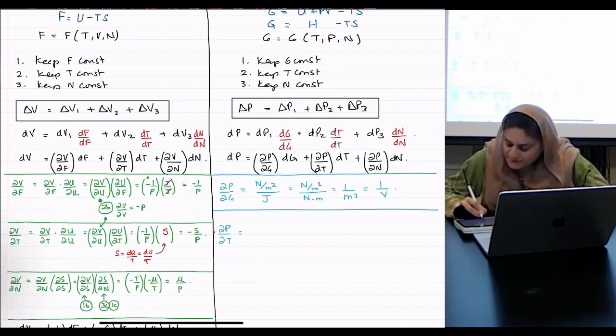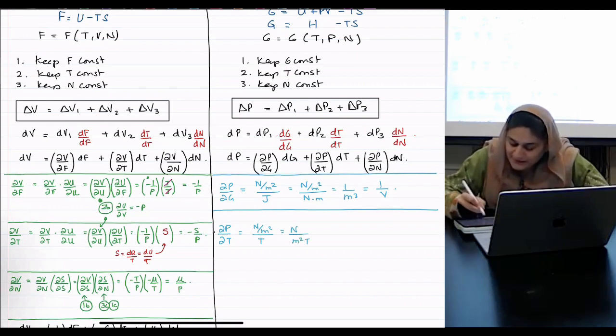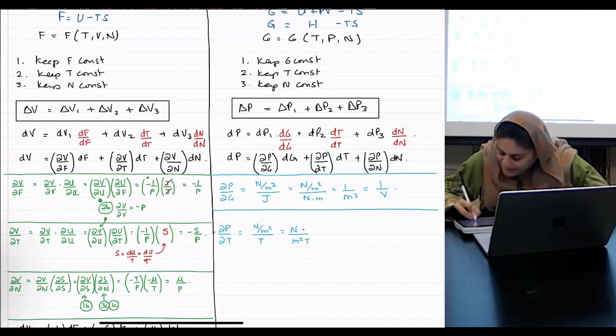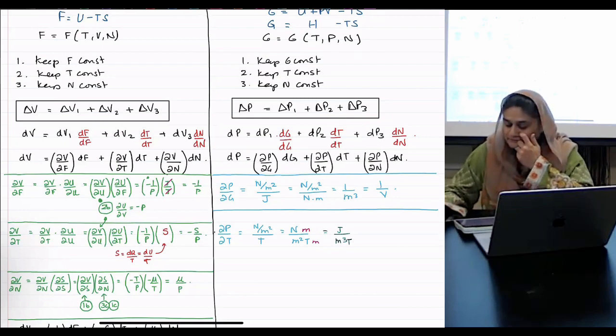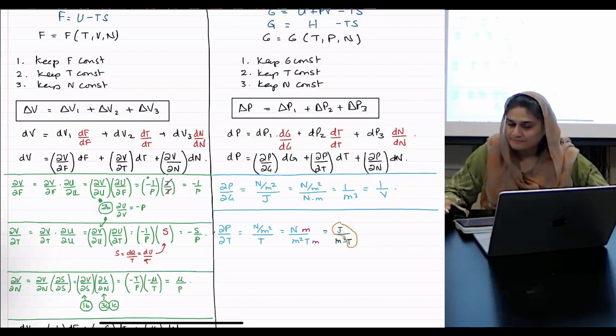Okay, so how do I do that? This is newtons per meter squared divided by T. I can rewrite this as newtons per meter squared T. Can I multiply and divide by M, which will give me joules per meter cubed T. Now, this part will become S. And meter cubed is just volume.